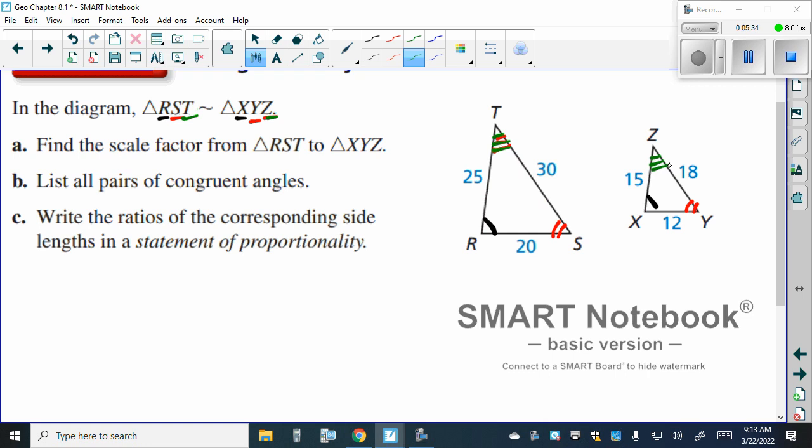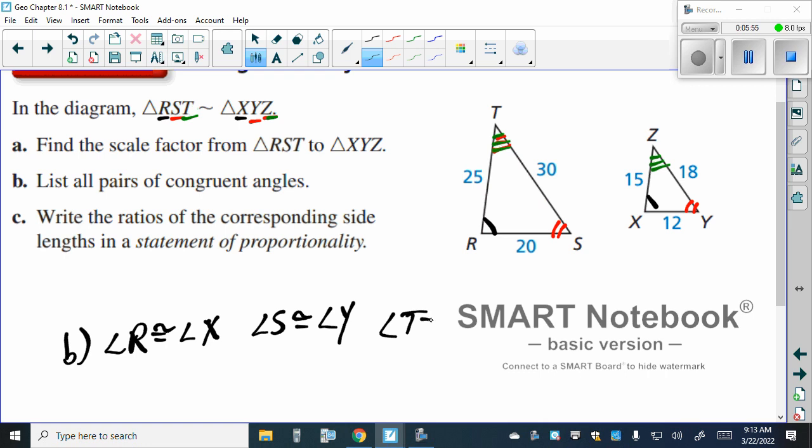That kind of answers part B, because we're saying that angle R, so we can write it down here, B, angle R is congruent to angle X. Angle S is congruent to angle Y, and angle T is congruent to angle Z, because these angles are going to match up this way. And we can really use those angles to also match up the sides.